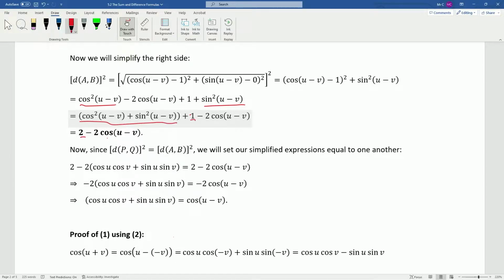So now if we take these two sides of the equation, the distance between P and Q squared, and the distance between A and B squared, and we set them equal, we get 2 minus 2 times cosine of u cosine of v plus sine of u sine of v equals 2 minus 2 cosine of u minus v. The 2's cancel out. Then we have negative 2 times this expression equals negative 2 times cosine of u minus v. Divide negative 2 across, those cancel. And we get left finally with cosine of u minus v equals cosine of u cosine of v plus sine of u sine of v.